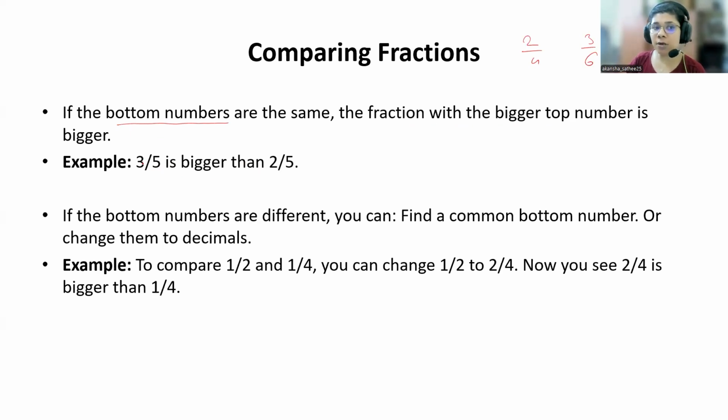So here you have two fractions, 3 by 5 and 2 by 5. First thing you have to observe is the denominator. So denominators are equal. If denominators are equal, whichever number is bigger in the numerator, that fraction is bigger. So 3 is more than 2, no? So 3 by 5 is more than 2 by 5. So the idea is the same.